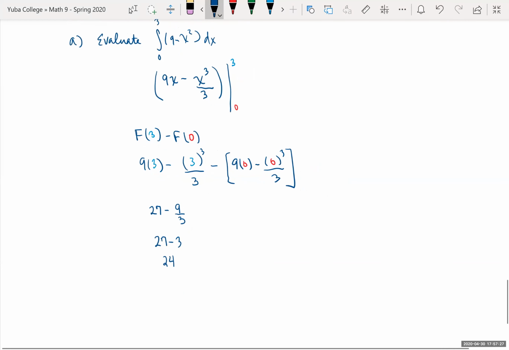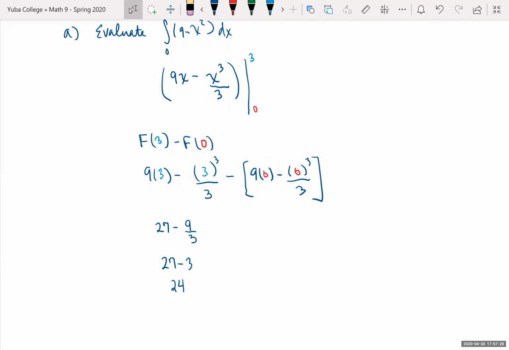Did I do something wrong? I don't think so. Oh yes, 3 cubed, that's 27 divided by 3, which is 9. Thank you. Okay, so 3 cubed, which is 27, divided by 3, which is 9. And 27 minus 9 is 18. Okay, well, let's look at this.